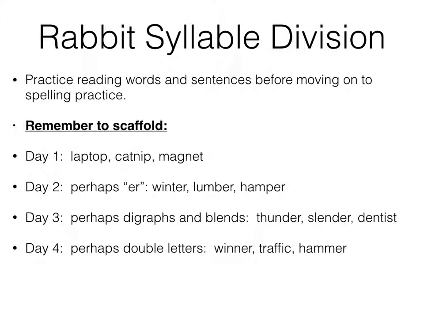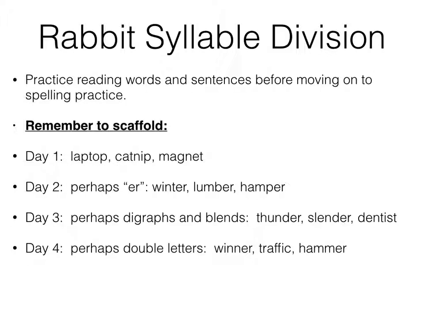On day two, you may want to incorporate previous learning of ER with the rabbit rule. So winter, lumber, and hamper may all be included. On day three, you can explain to your student that they are doing very well, and now you are going to add in blends and digraphs with the rabbit rule, and some of these also contain ER. Then you may want to move on to words containing double letters.